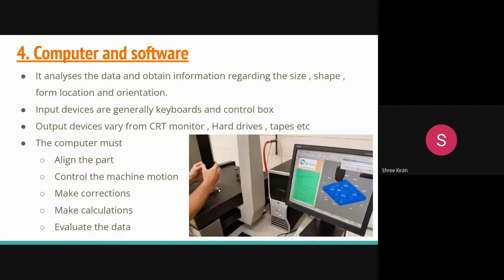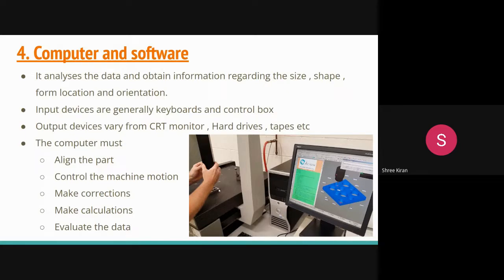So the probe is moved to make contact with the surface of the part, and instantaneously the coordinate positions of the probe are recorded accurately. In the case of a CMM control, it returns to a neutral position. The dimensions and geometric angles are calculated, compared, and evaluated.